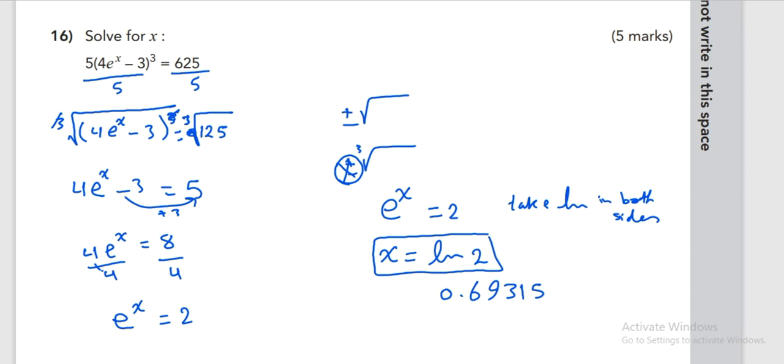So if he said solve for x only, you can write the final answer in any form. If he said solve for x and give your answer to one decimal place or significant figure, you have to write the final answer in the asked form.